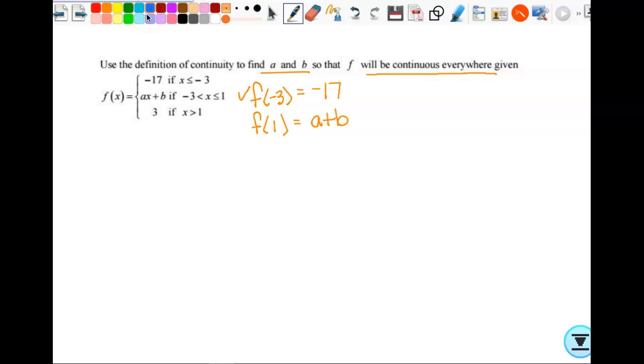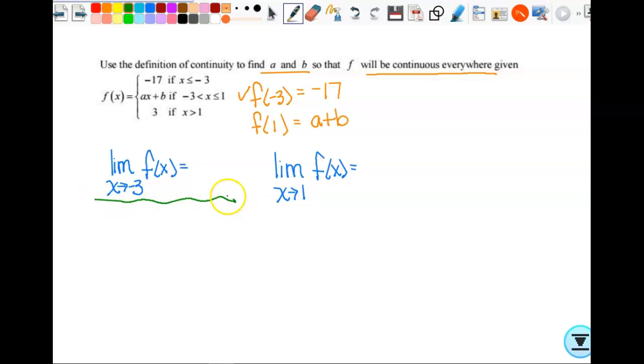So we have to do two things. We have to look for the limit as x approaches -3 of f of x, so we have to find this. And we have to find the limit as x approaches 1 of f of x. Okay? We'll come back and fill those blanks in. So in order to do this, we have to do the limit as x approaches -3 from the left of f of x, the limit as x approaches -3 from the right of f of x.